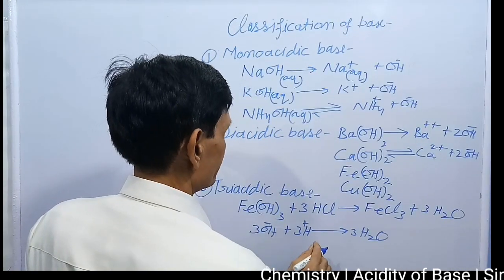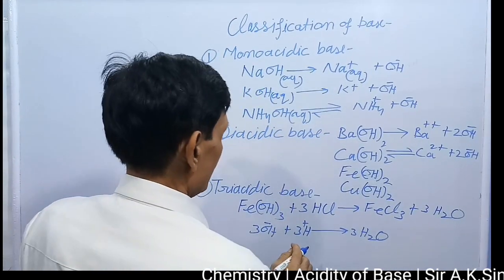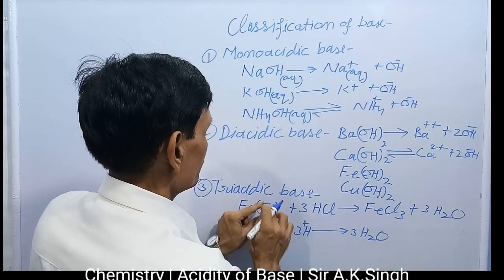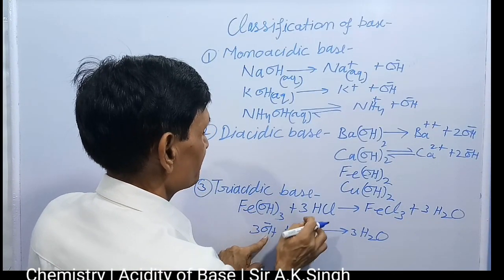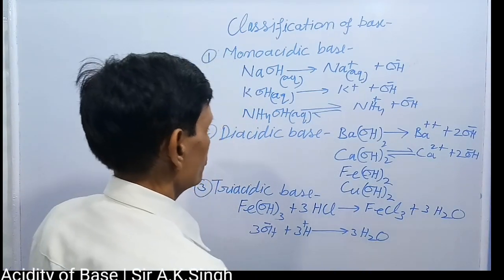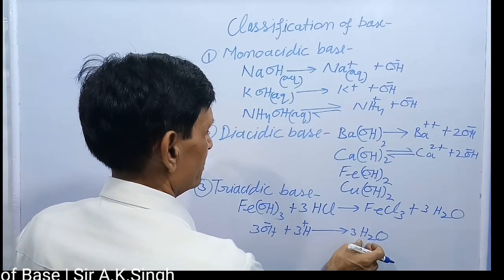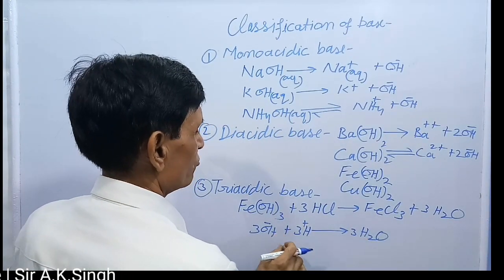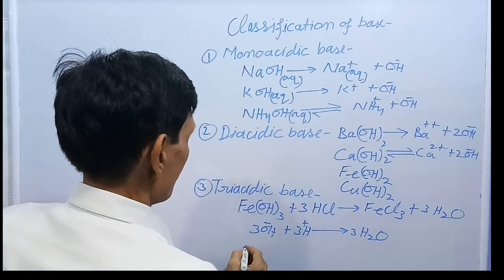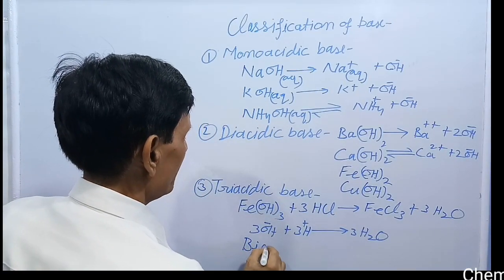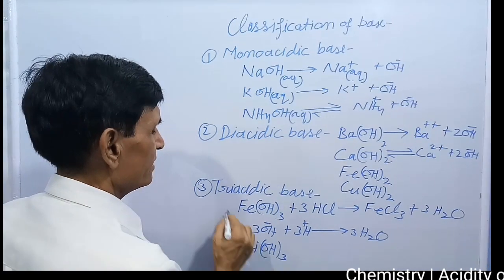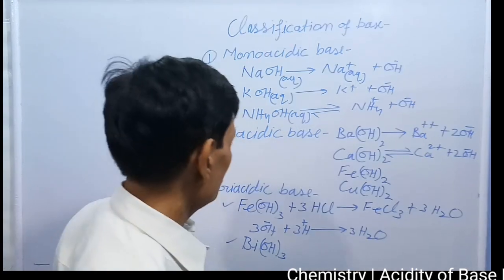Then here, in this case 3 OH are there, 3 H are there. For neutralizing 3 OH minus, 3 H are needed. Then only it will form 3H2O. See, the equation is balanced: 6 hydrogen, 3 oxygen in this case also. Now next, bismuth hydroxide is a triacidic base. Then these are some examples of triacidic bases.